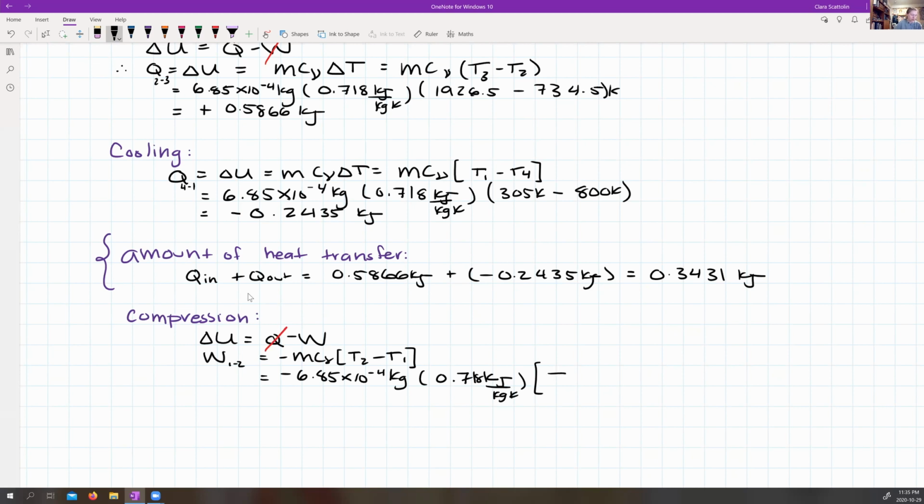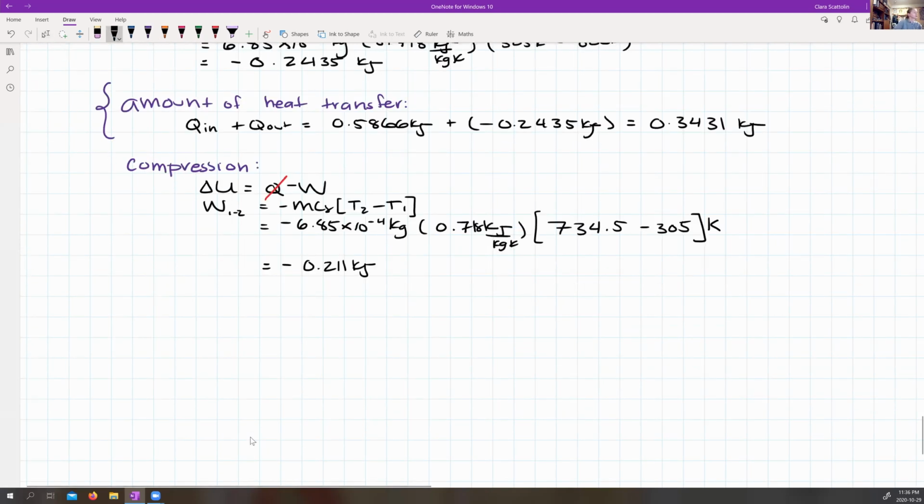And now if I do the math, it's negative 6.85 times 10 to the minus 4 kilograms times Cv 0.718 kilojoules per kilogram Kelvin times T2 minus T1, which is 734.5 minus 305 Kelvin. That will give us a work of negative 0.211 kilojoules, which is what we would expect, right? Because for the compression, I am applying a force on the gas to increase the pressure. That's good, compression.